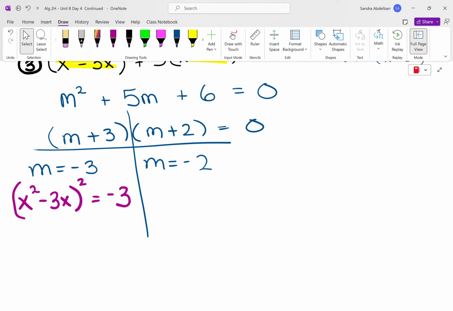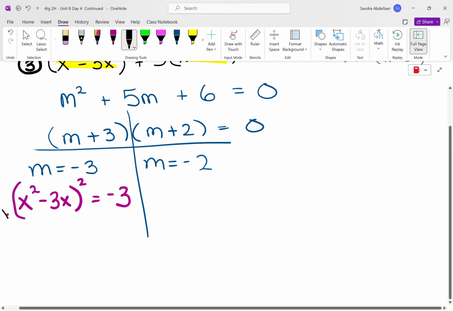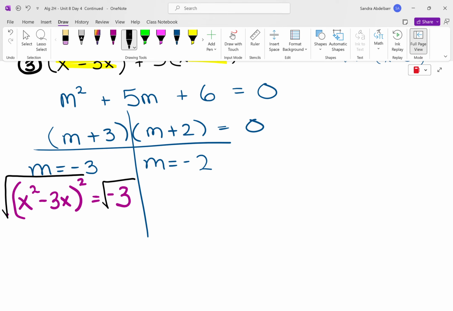To undo a square, I'm going to take the square root on both sides. The minute I take the square root, what do I now have to do on that left side? Plus or minus. So now I have x squared minus 3x is equal to plus or minus i root 3. I pulled out the i because we had a negative underneath the radical. I'm still solving for x.